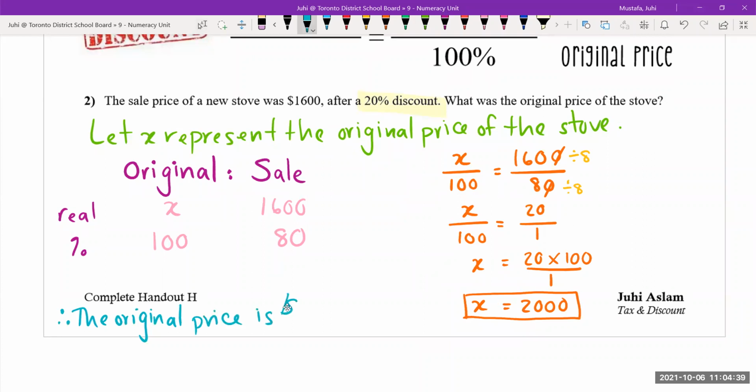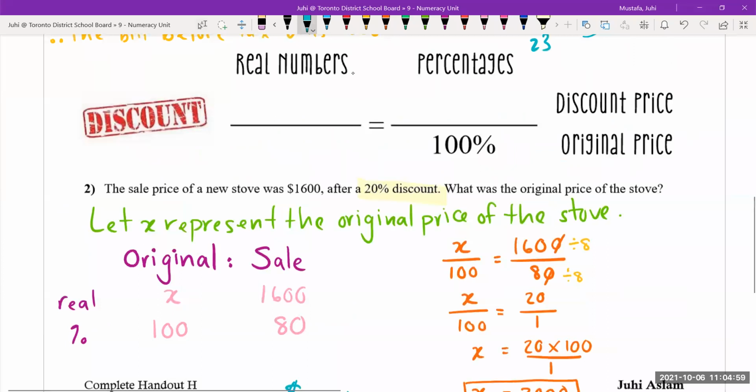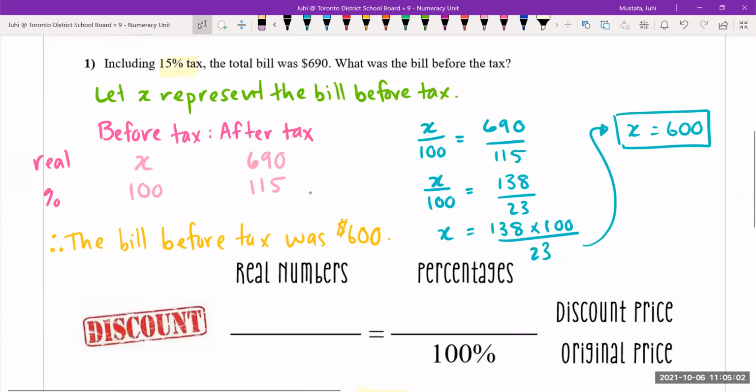Logically, let's go back to the first question that we did. Because you have the original bill of 600 and then after tax it's 690, that makes sense. And then for the stove, if the sale price is 1,600, the original price should be higher.